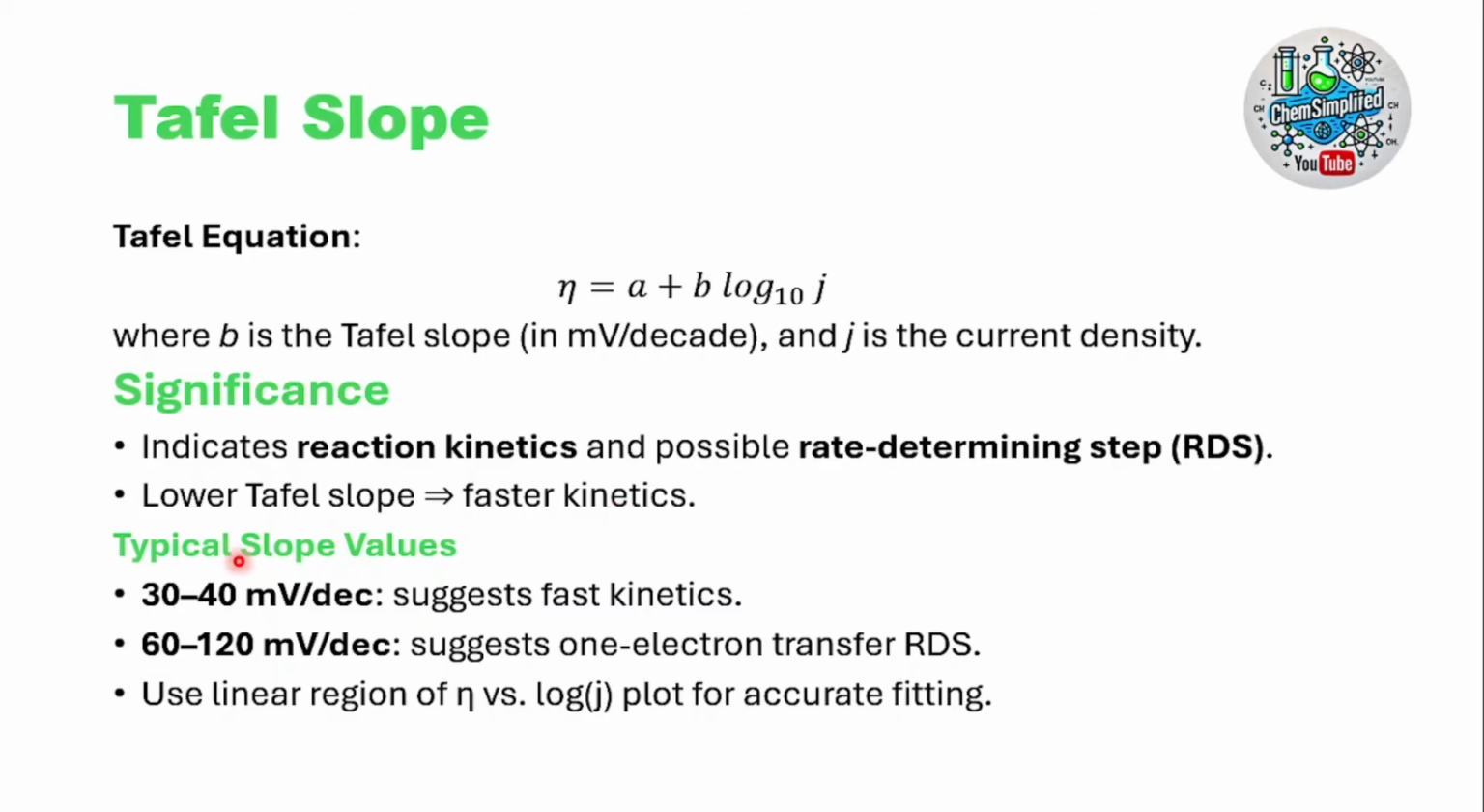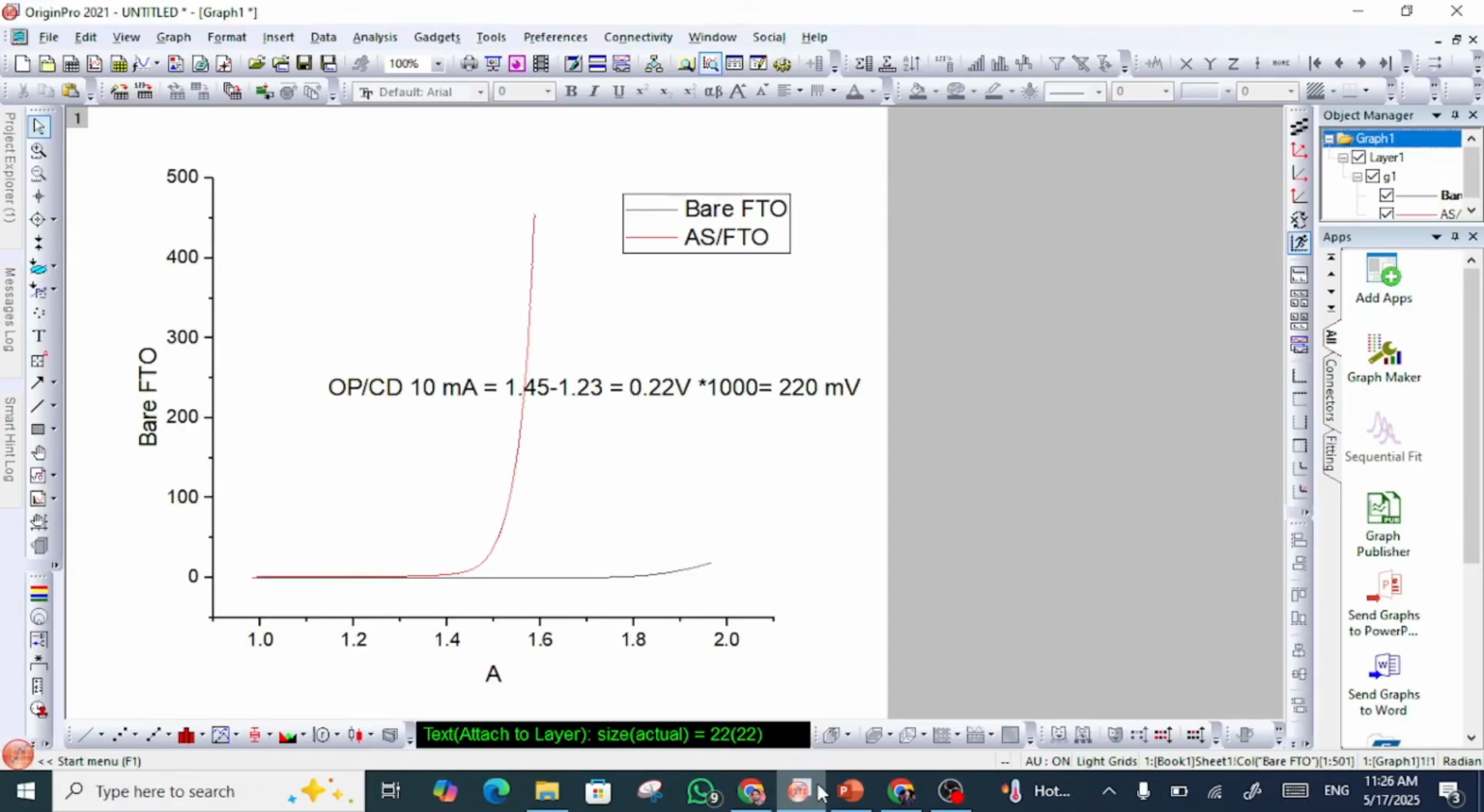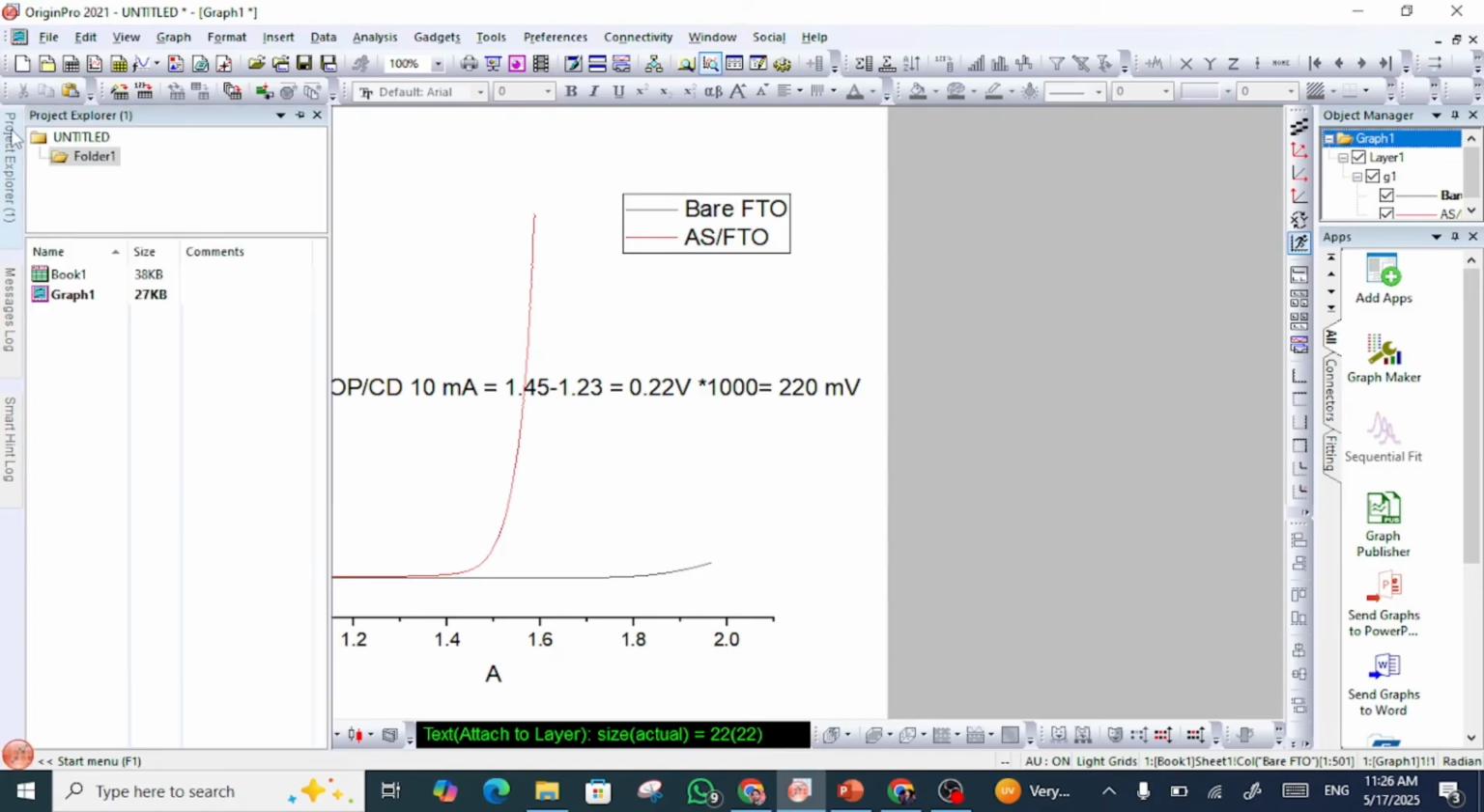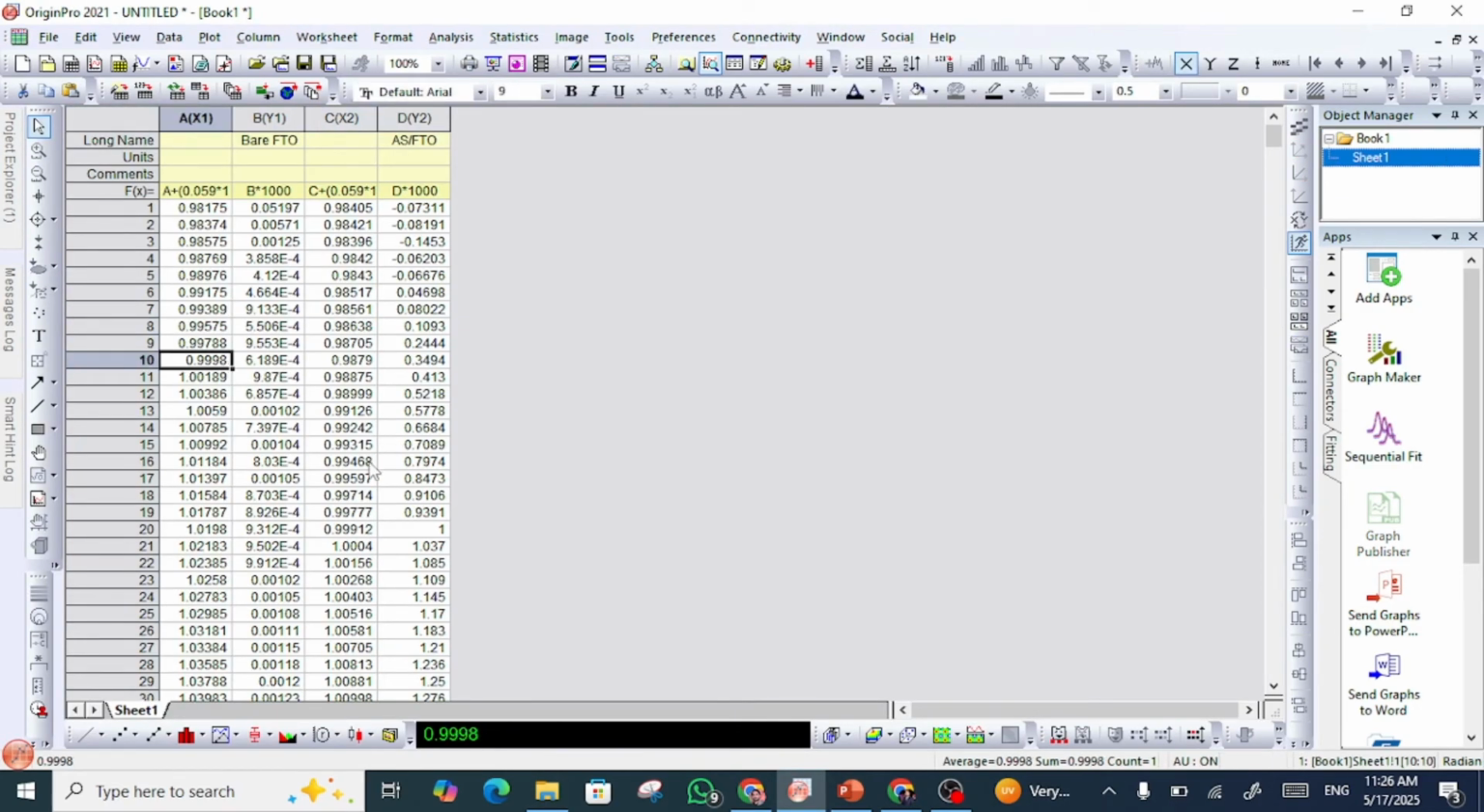Here I have added a few typical slope values. A Tafel slope value of 30 to 40 millivolt per decade suggests faster reaction kinetics, while 60 to 120 millivolt is just one electron transfer rate determining step and some sluggish reaction kinetics. And one important point that must be remembered: use the linear region of the overpotential versus log of current density plot for the accurate fitting of the Tafel slope. Now we will move towards our actual data to calculate the Tafel slope. So here we will locate the point at the current of 10 milliampere.